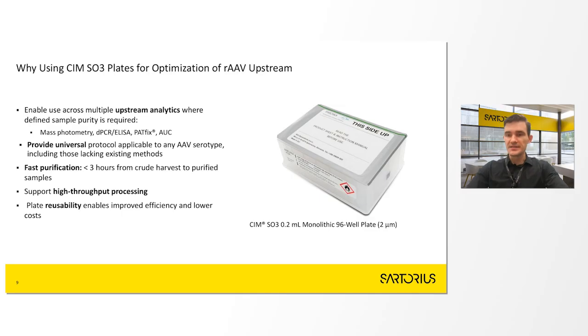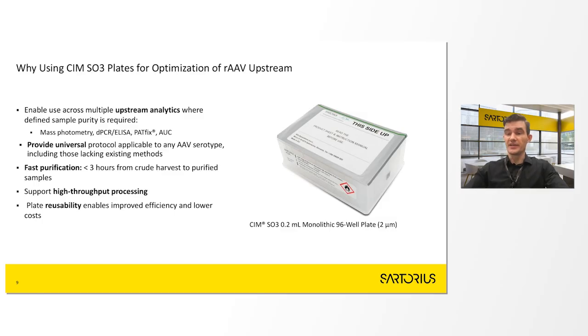Developing the protocol, we based it on our CIM SO3 plates. The SO3 chemistry, because we already showed that it can capture any AAV serotype, and plates because we wanted to do many samples at once in a high throughput format. So we developed a purification protocol where we can quickly purify and concentrate our upstream samples to be applicable to upstream analytics where certain purity and concentration is required, like mass photometry, dPCR, ELISA, CGE, AUC.